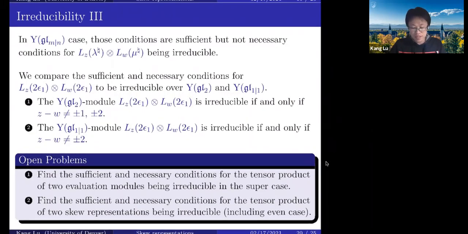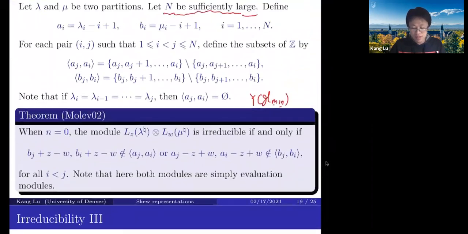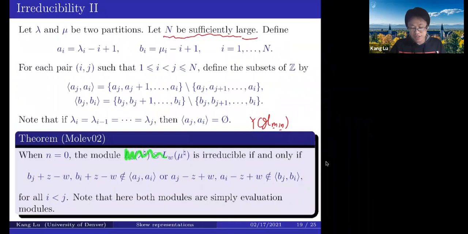So one question to ask is, what is the necessary and sufficient condition for the simple case of this one? And what if I change those two modules to skew representations? So this is still open, even for the even case.